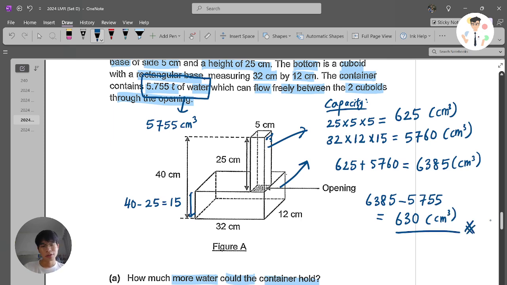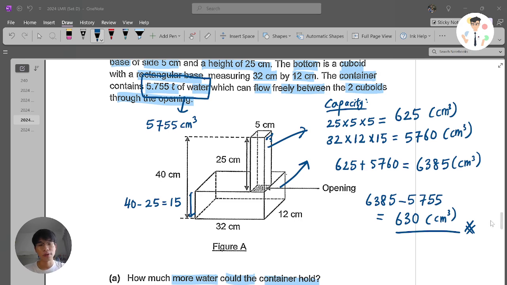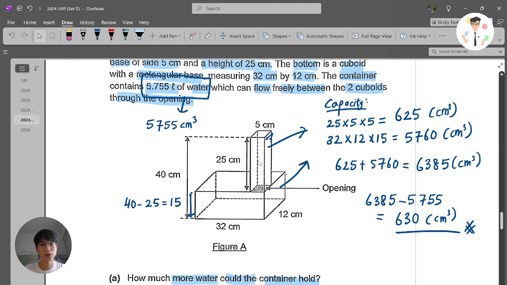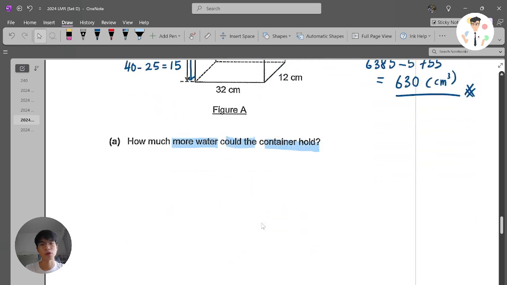That's it. That is for question number A. I think it's kind of simple. It's not difficult when it comes to this. Now, let's move on to our next question, which is question B.